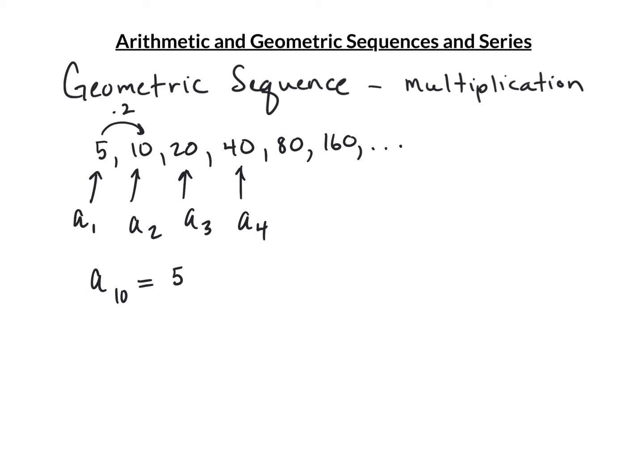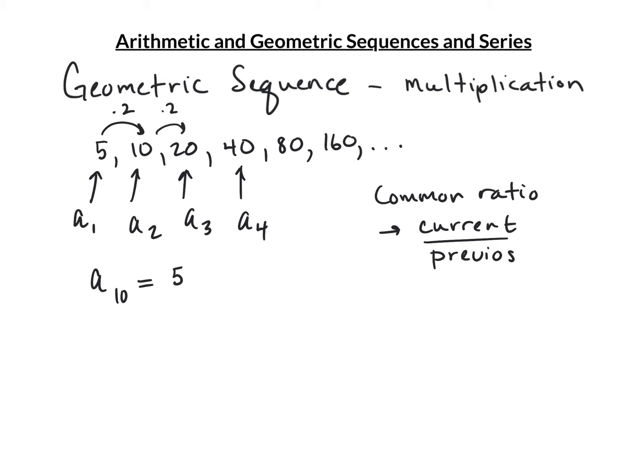That 2 is called the common ratio, and the common ratio can be found by taking the current number in the sequence and dividing by the previous. Common ratio is current divided by previous. 10 divided by 5 is 2. 20 divided by 10 is 2. I multiply by 2 over and over.